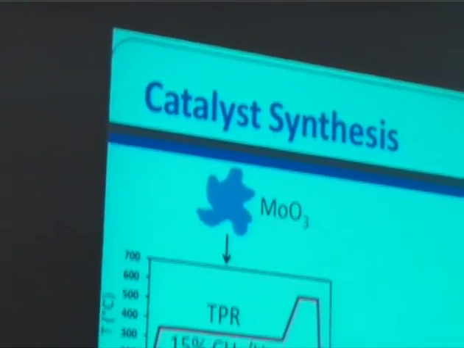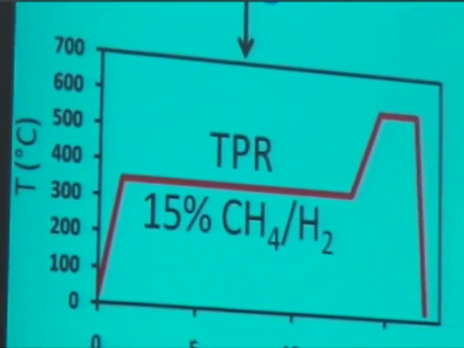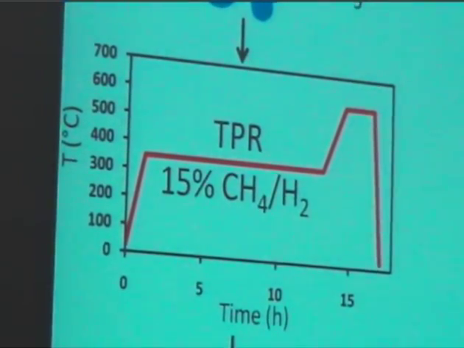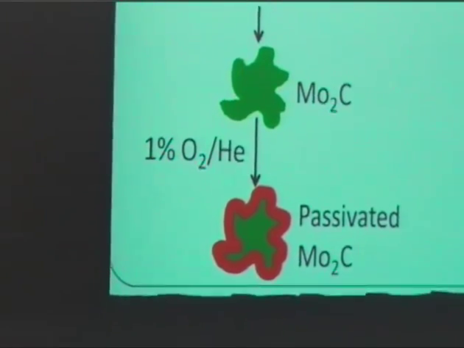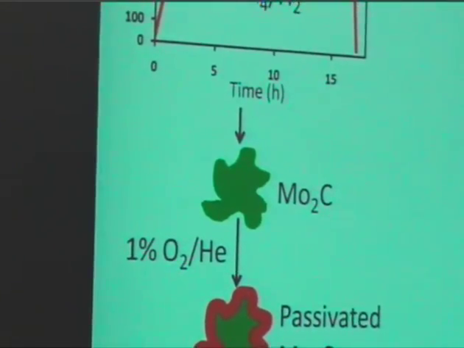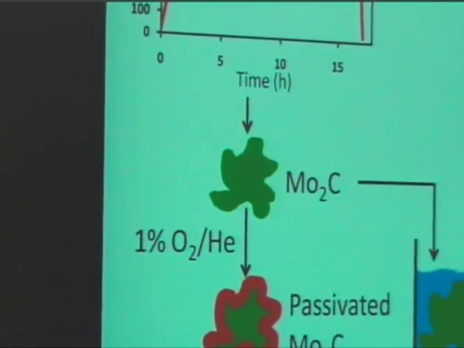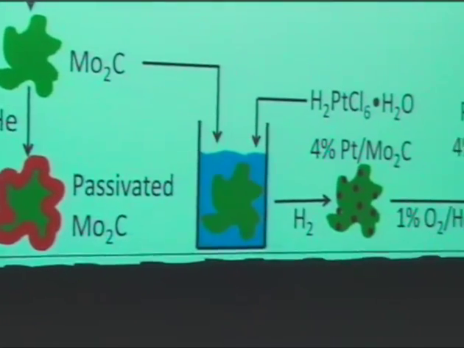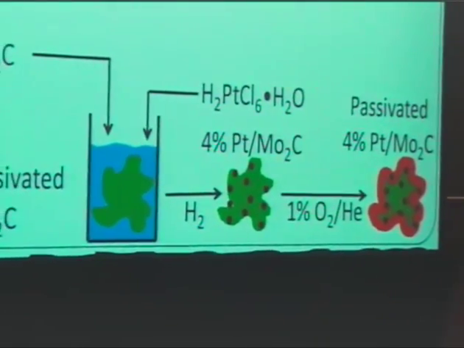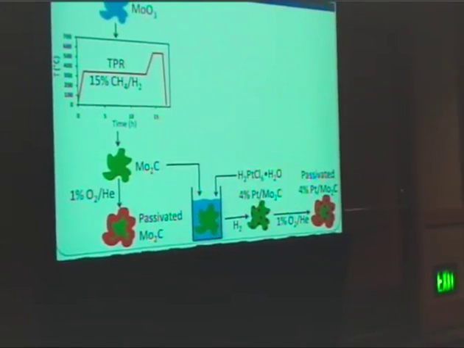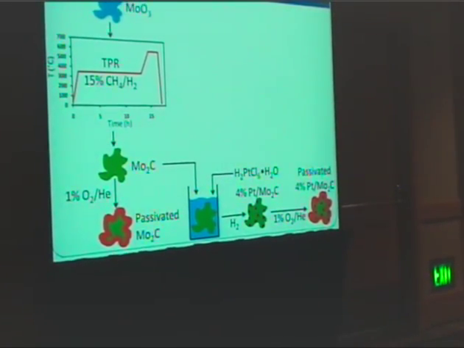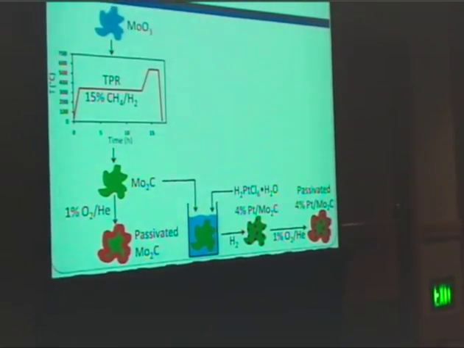Now I want to go ahead and talk first just about how we synthesize and characterize these materials. These are synthesized using a temperature programmed reaction with 15% methane in hydrogen of a molybdenum trioxide. We produce the moly carbide, which is pyrophoric, so we have to passivate it, so we create an oxide layer on the surface. When we create the platinum supported on moly carbide catalyst, prior to passivation, we take the material and do a wet impregnation with a platinum salt. We further reduce it in hydrogen and then passivate again, giving us, in this case, a 4% nominal weight loading of platinum on moly carbide.